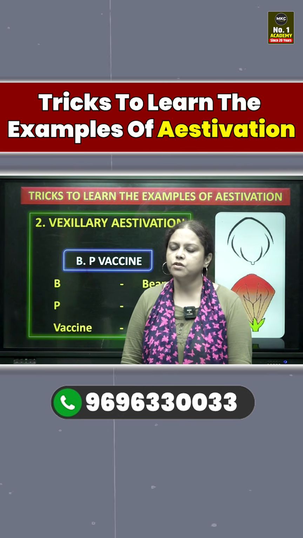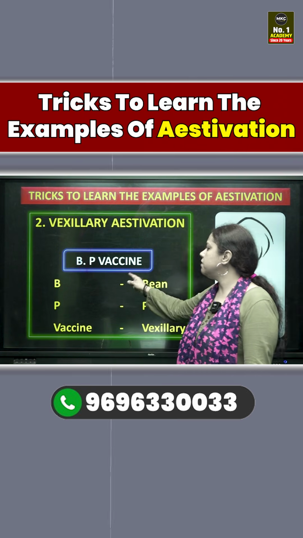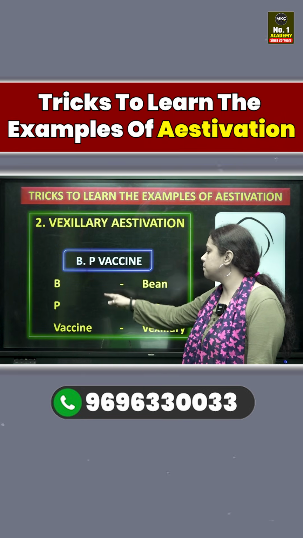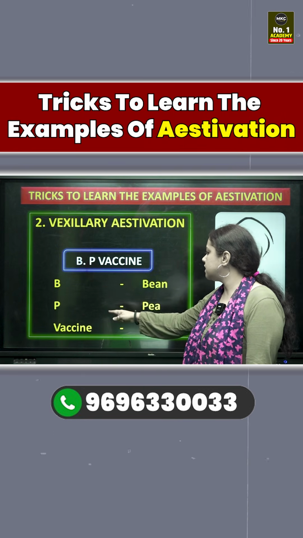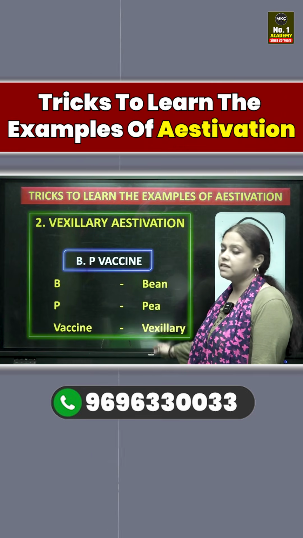So what is the easy trick that will make you remember all the examples? That easy trick is BP vaccine. The B stands for bean, P stands for pea, and vaccine, the V of vaccine is for vexillary.